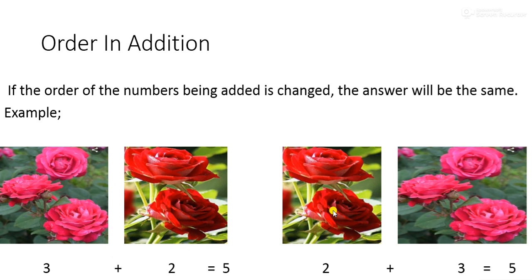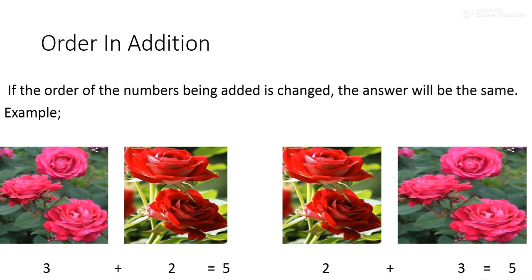So this is the next order. Look at the picture here. How many roses are here? Count it. 1, 2. Yes, 2 roses are here. Plus, how many roses are here? Count it. 1, 2, 3. Yes, 3 roses are here. So total how many roses are here? Count it. 1, 2 plus 3, 4, 5. Yes, 5. The answer is 5.